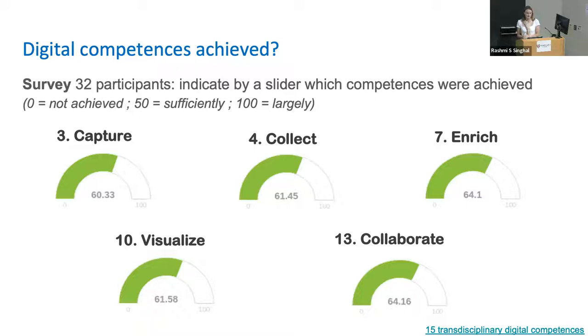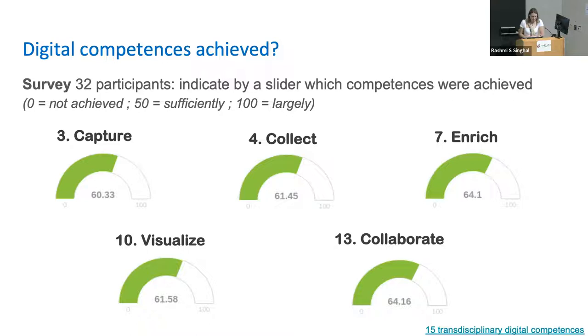So the next question is, did we actually achieve some digital competences which we had predetermined? We had kind of made an analysis before, saying this assignment should deliver those competences. We asked the students through a survey, there were 32 participants, to indicate by a slider which competences were achieved. 0 was not achieved, 50 was sufficiently, and 100 was largely.